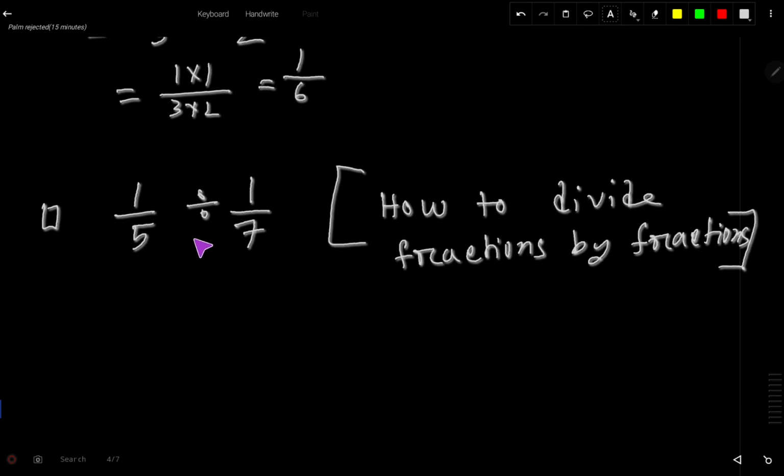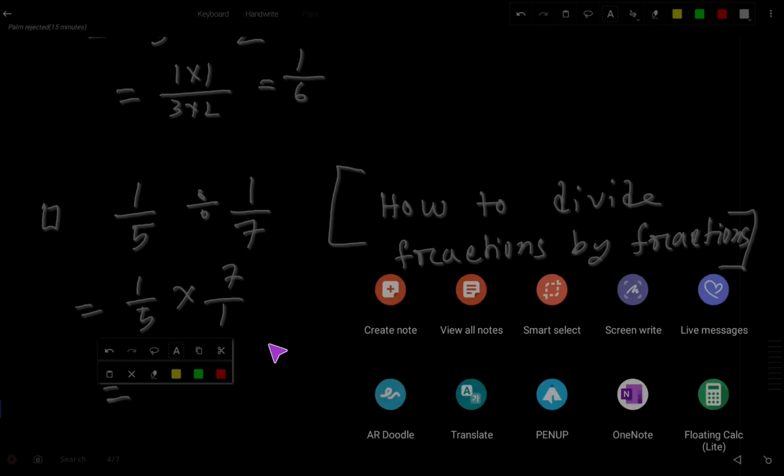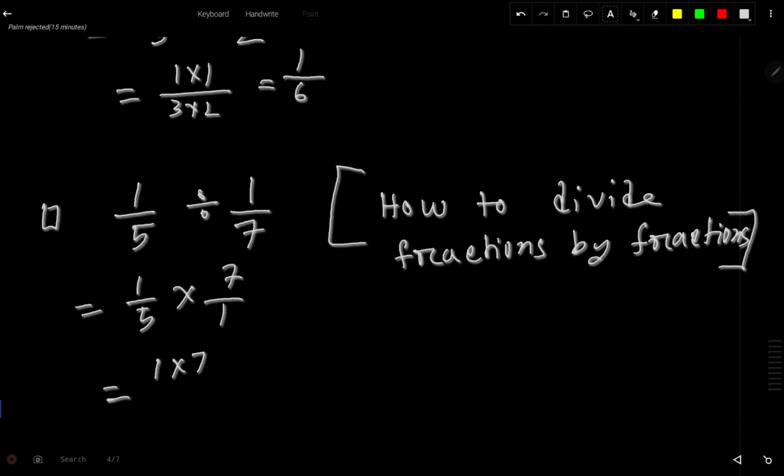How to divide fractions by fractions? The rule is simple. Keep, change, flip, then multiply top to top, then bottom to bottom. So 1 times 7, 7, 5 times 7, 35. Answer.